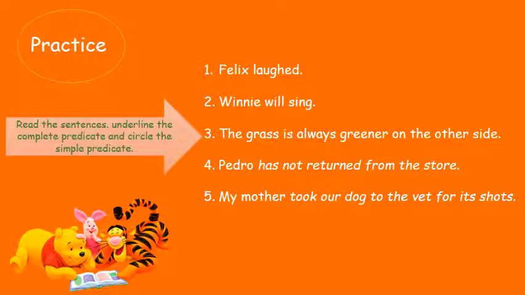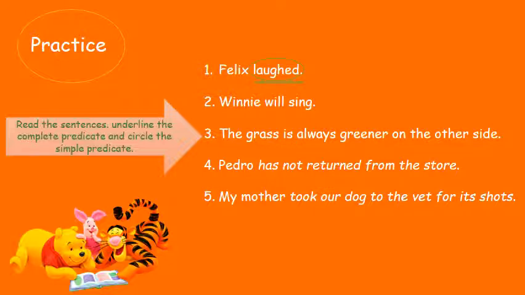Forget about it. What is the predicate? The rest of the sentence, laughed. Laughed only. Yes, Felix laughed. I understand the sentence. This is a complete sentence. Laughed is the complete predicate. And you might say that laughed is only the verb. That's right. It's the verb, so it is the simple predicate at the same time.